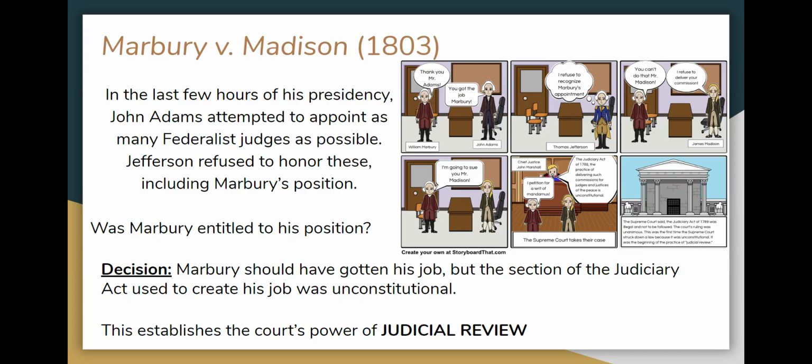This is the main thing that the Supreme Court does. This is so huge. And to review, judicial review is the power of the court to decide if a law or action is constitutional or not. They are responsible for interpreting the Constitution. And this is really where everything starts. Marbury versus Madison.